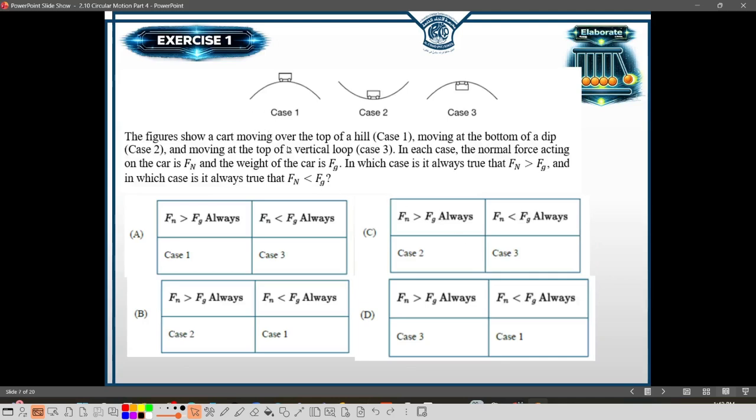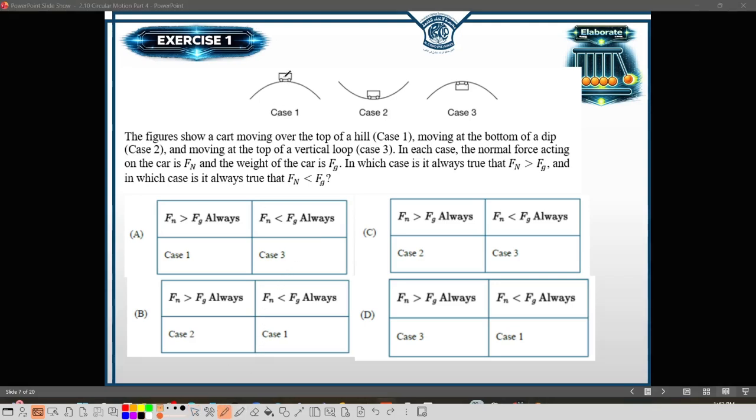Now, exercise 1. The figures show a cart moving over the top of the hill. This is case 1. Moving at the bottom of the dip, this is case 2. And moving at the top of the vertical loop, this is case 3, and you can notice that the cart is flipped upside down because it's moving on the inner surface. In each case, we have the normal force acting on the cart, Fn, and the weight.